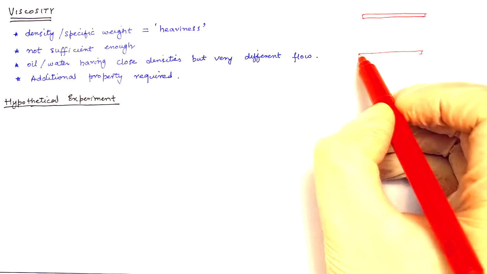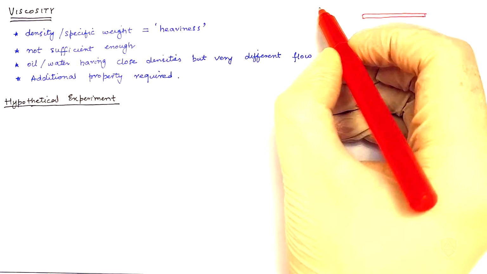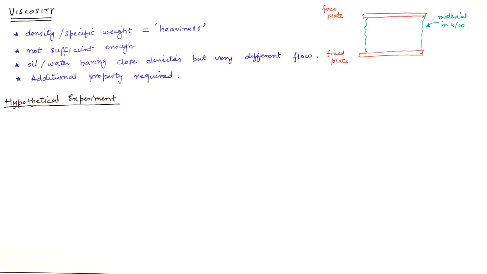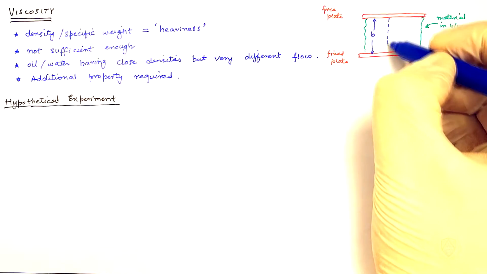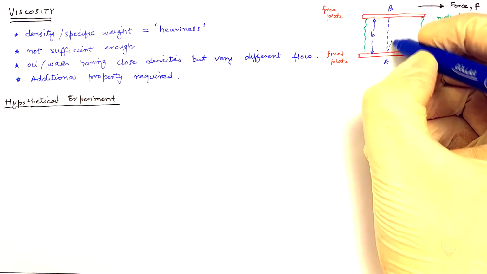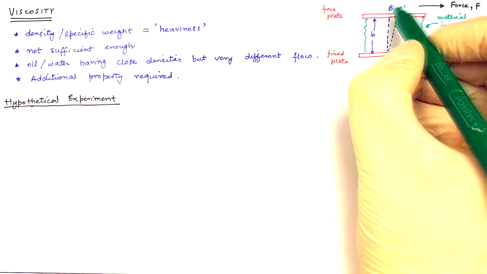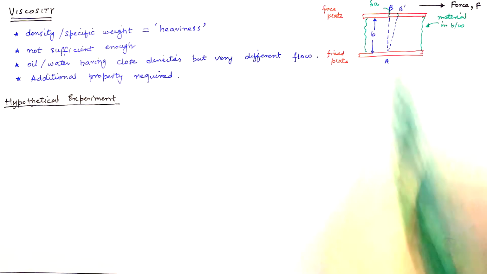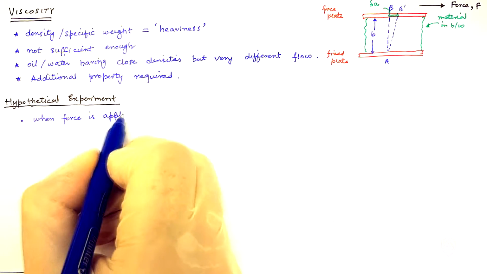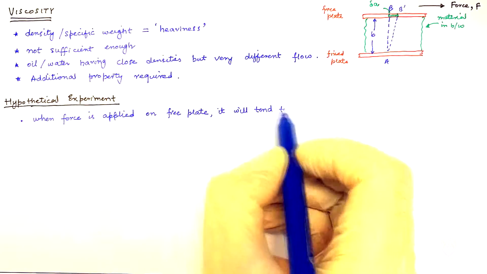Consider two flat horizontal surfaces, a fixed plate and a free plate, connected with each other through a medium in between. The thickness of this medium is given by small b. Imagine a line AB across. When force F is applied, the free plate moves, moving point B to a point B dash, thus traveling a distance of del A. When force is applied on the free plate, it will tend to move.